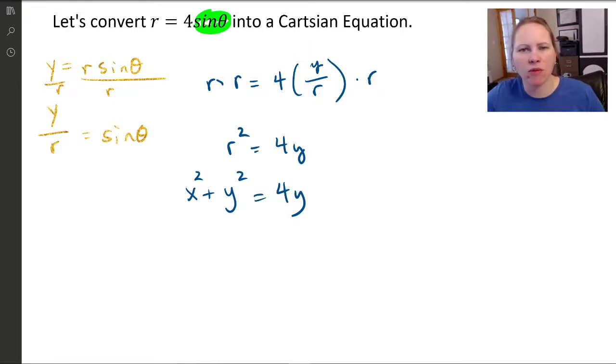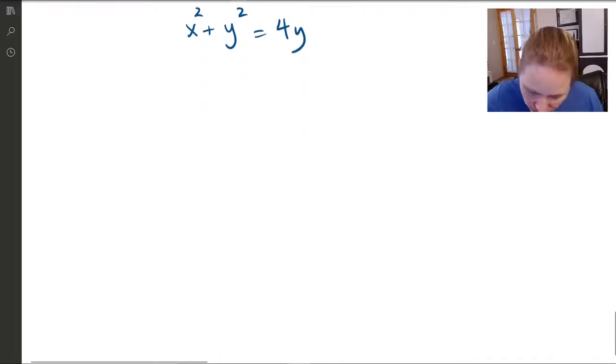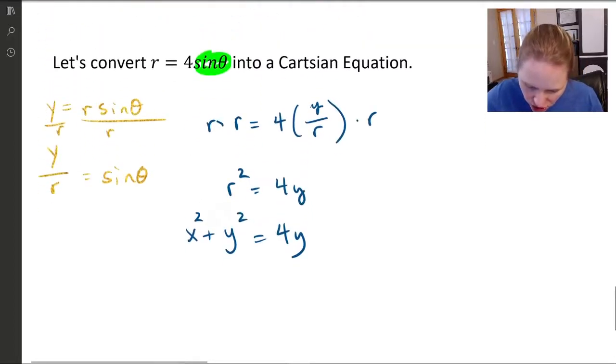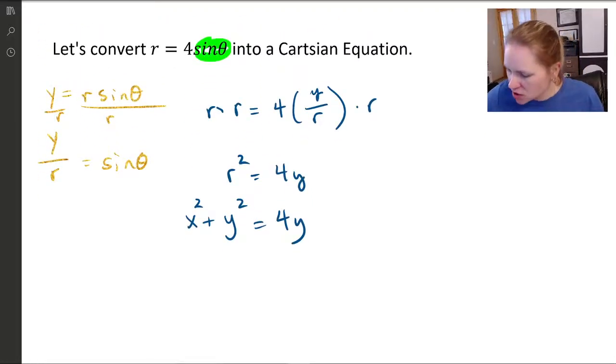I'll be honest, I don't have my polar equations memorized, so to know what 4 sine theta is off the top of my head, I'd have to kind of look at it. But here's our general form of probably some sort of conic section of some type. And again, not something I have memorized. So that's how we convert to a Cartesian graph.